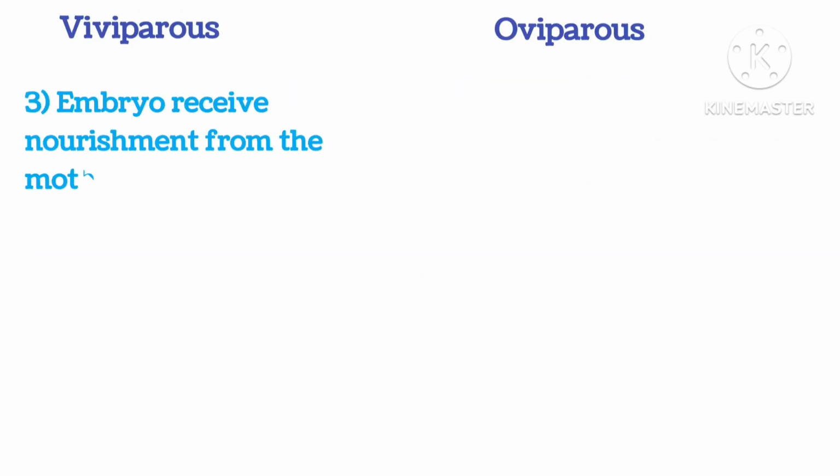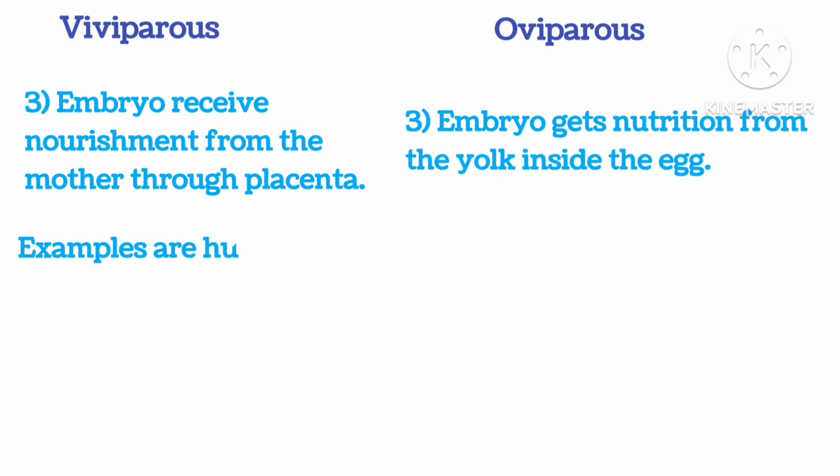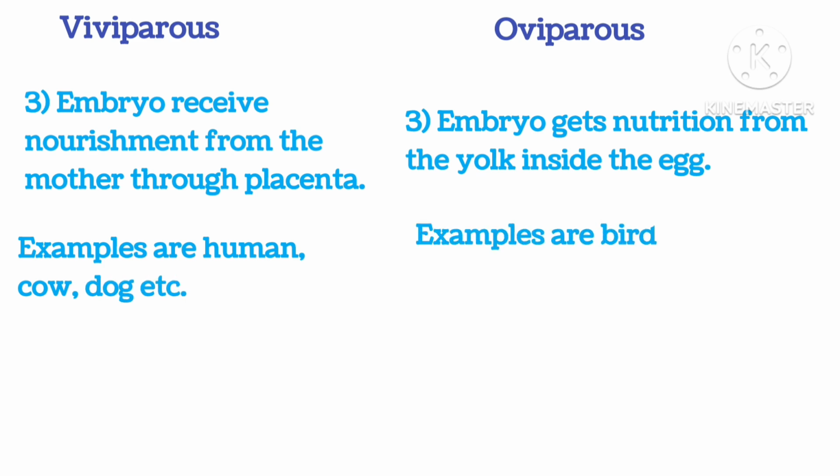In viviparous, the embryo receives nourishment from the mother through the placenta. In oviparous, the embryo gets nutrition from the yolk inside the egg. Examples of viviparous are human, cow, dog, etc. Examples of oviparous are birds, reptiles, amphibians, etc.